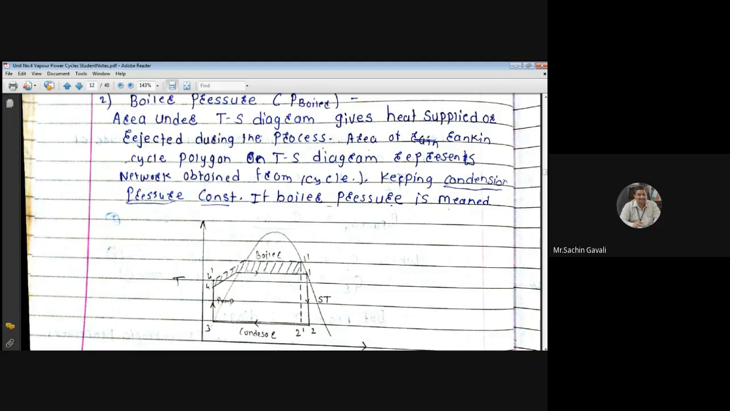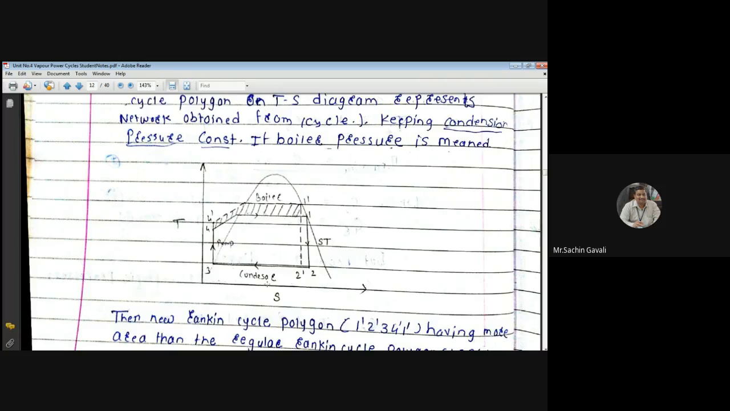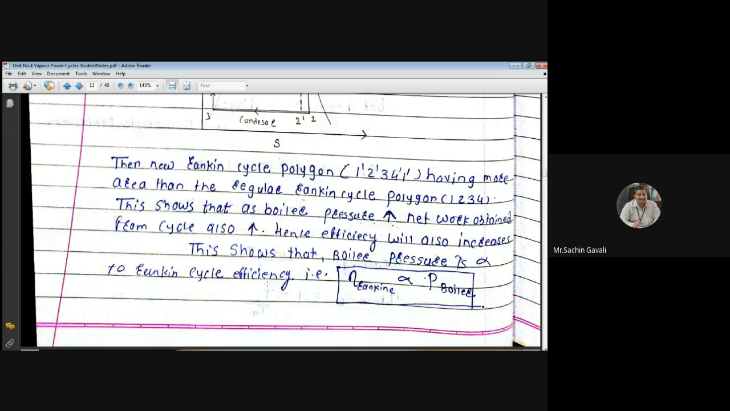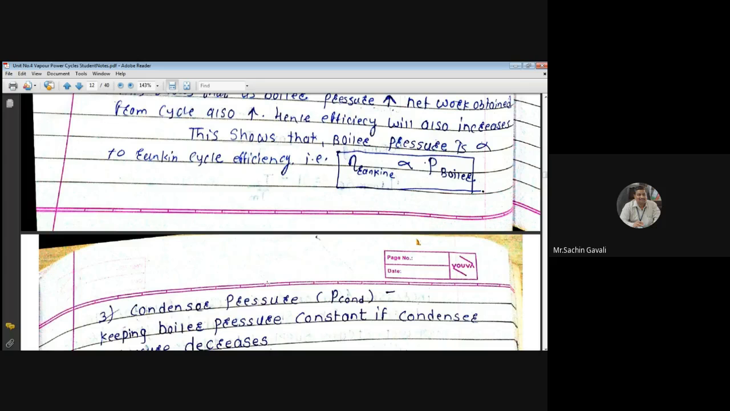And due to that, if boiler pressure increases, the area of the Rankine cycle polygon goes on increasing, and at the same time the efficiency will also increase as work done goes on increasing. So boiler pressure is directly proportional to Rankine cycle efficiency. Okay, then next is condenser pressure.